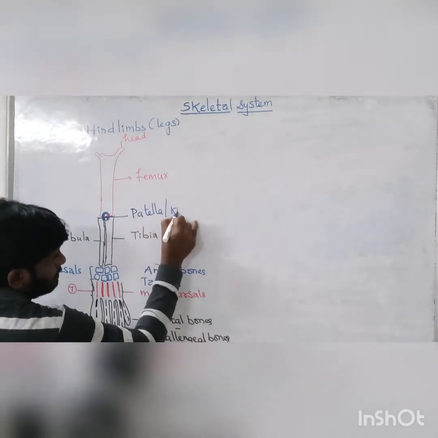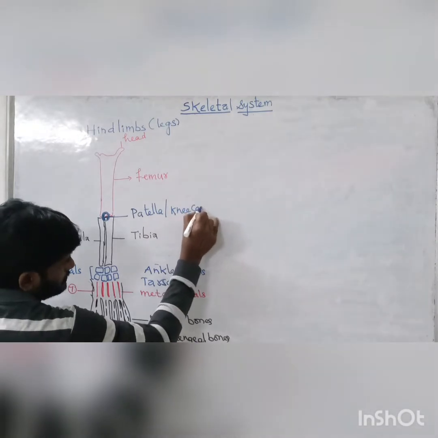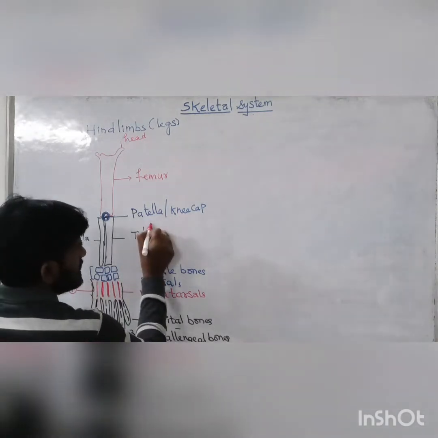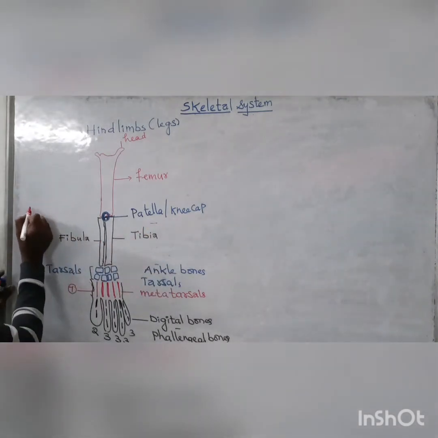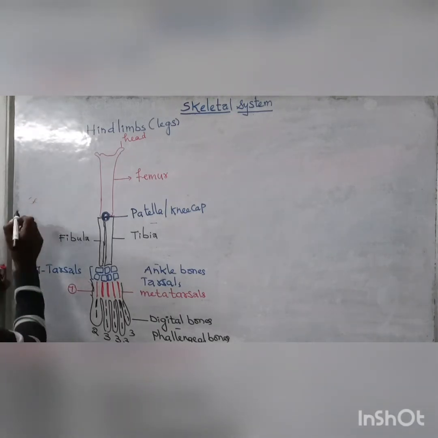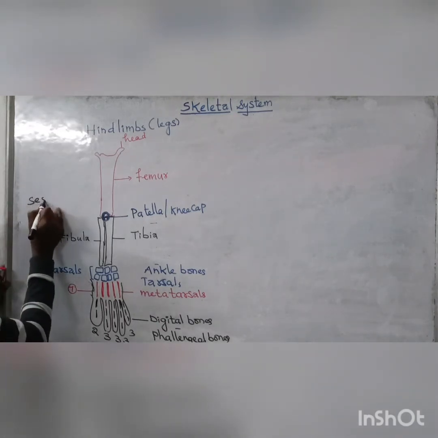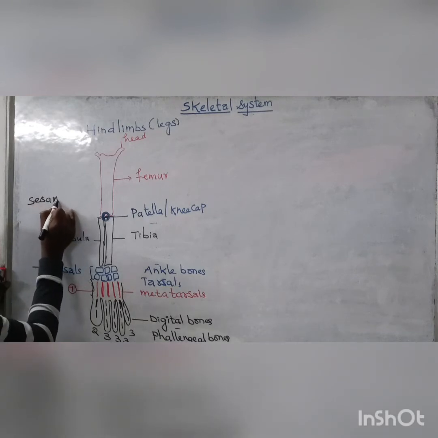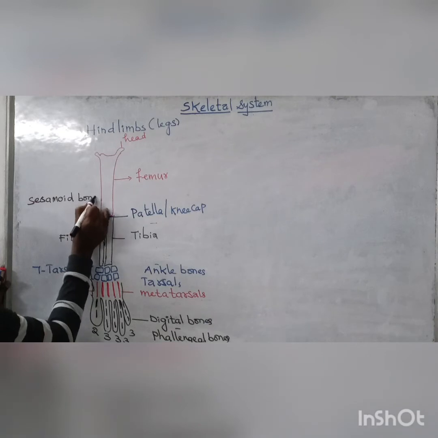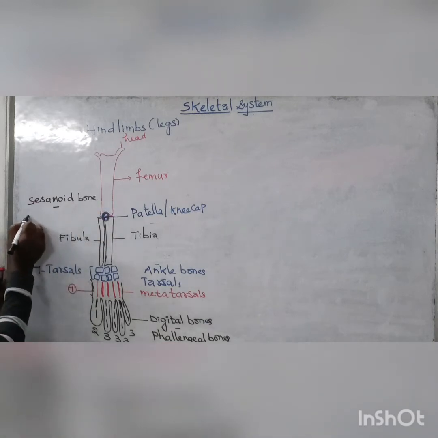It is a kneecap. So the patella is a sesamoid bone. Right here, it is a sesamoid bone. What is the meaning of sesamoid bone? A sesamoid bone is a bone which is ossified in the tendon.